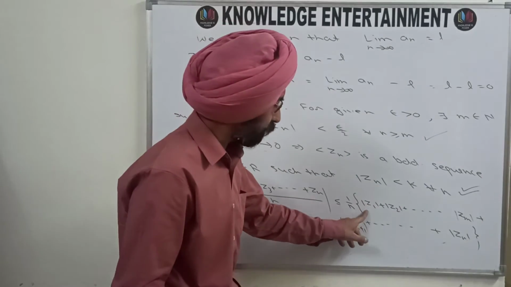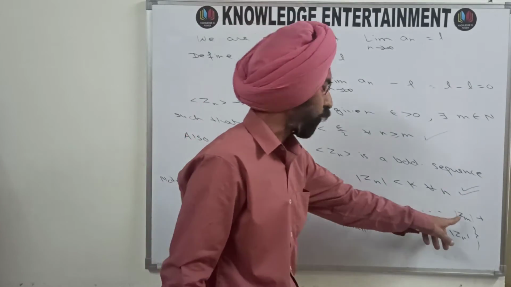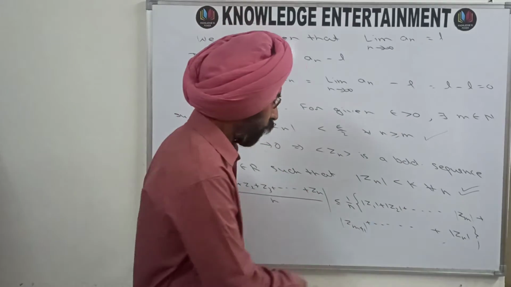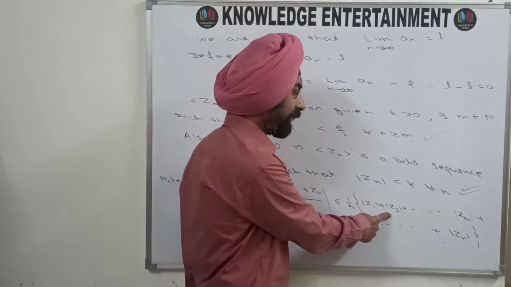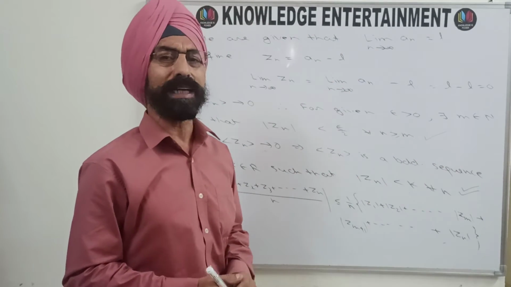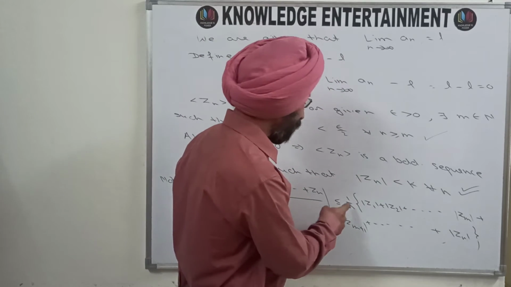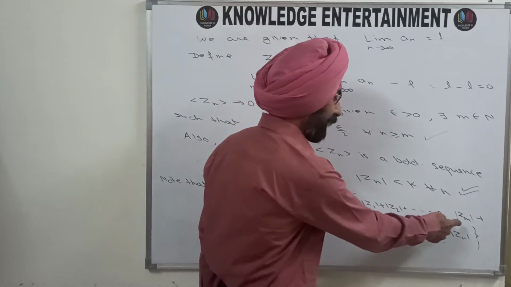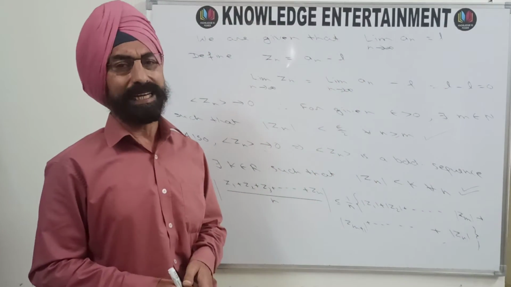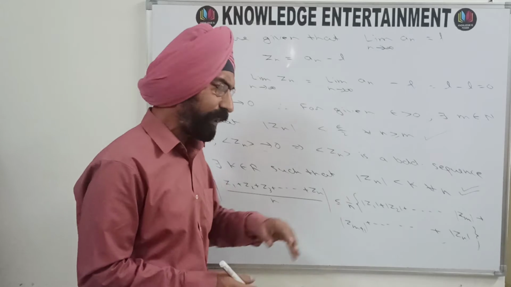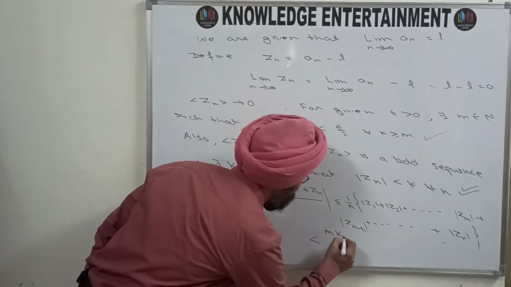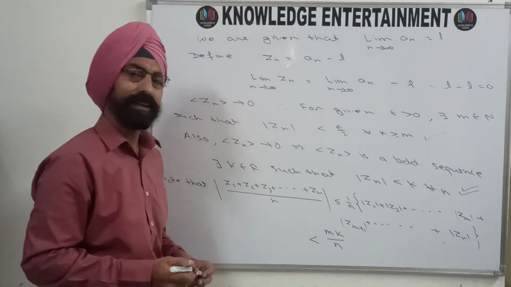And for the rest of the terms, that means mod of Z1, mod of Z2 and mod of Zm, we will apply the second. That means mod of Zn is less than k. So this is less than k, this is less than k, this is also less than k. Now how many times are you going to get k? These are m terms, so you will get m times k, and 1 upon n is also there, so you will get less than mk by n.